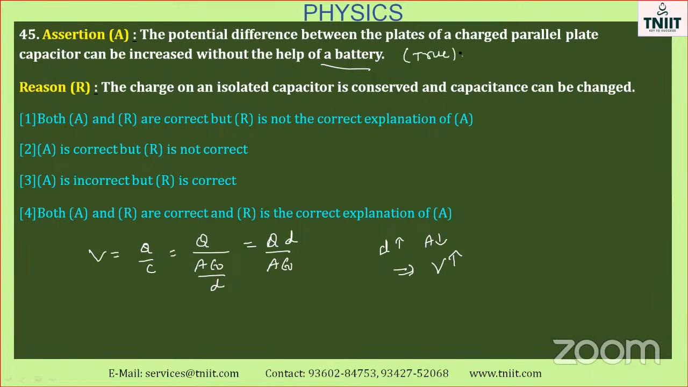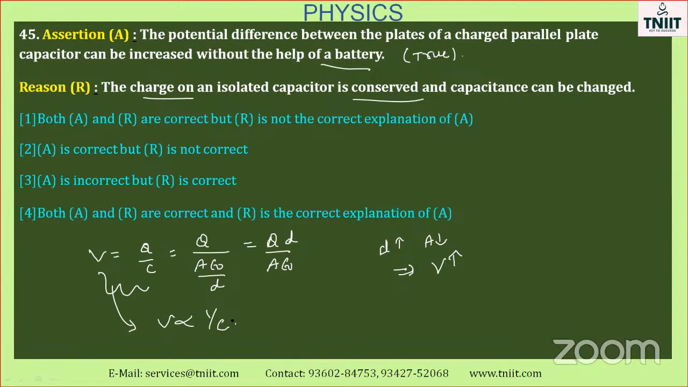Come to the second statement. The reason is: the charge on an isolated capacitor is conserved and the capacitance can be changed. You know that charge is always conserved, and yes, definitely the capacitance can be changed. Here only you can have a look: potential is inversely proportional to C. So by changing the capacitance, you can change the potential.